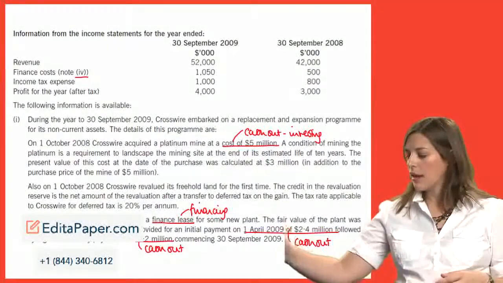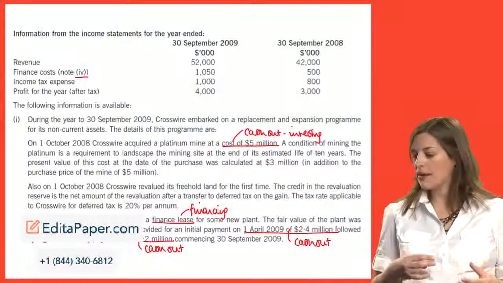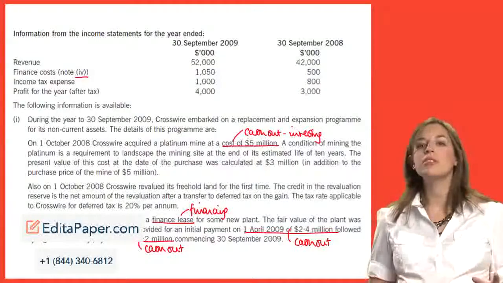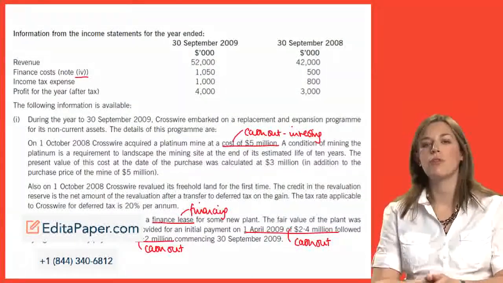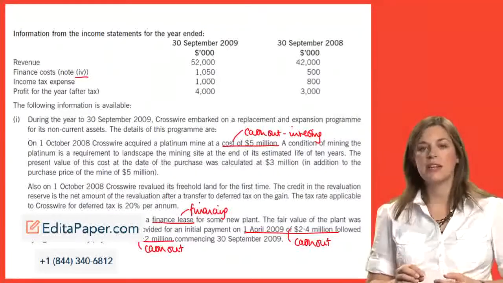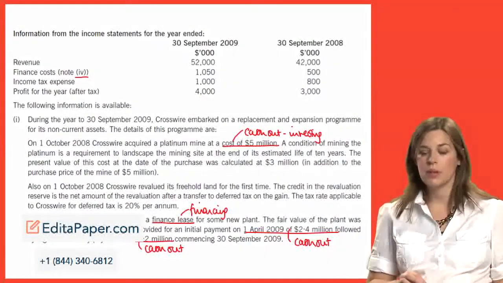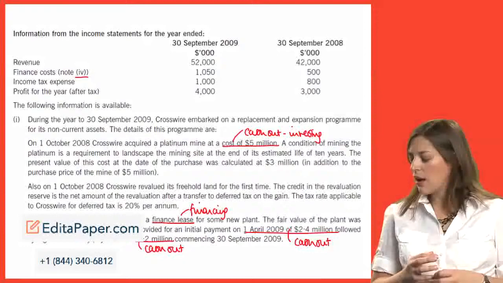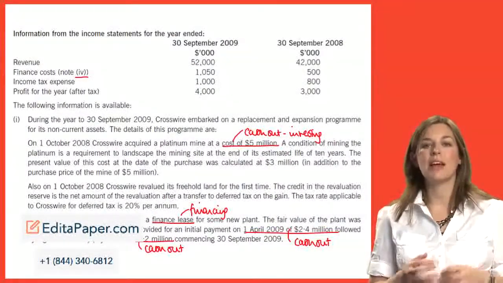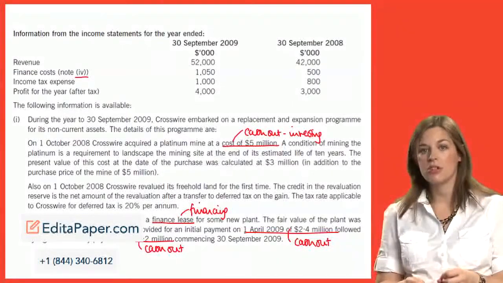Okay, carry on down. There's a bit of information about a provision. I don't care about provision. It's got nothing to do with cash. Remember, all I'm looking for are the cash flows that fit into those particular sections in my statement. Carry on down. They revalued some land. Again, I don't care about the revaluation of the land. It's got nothing to do with cash.